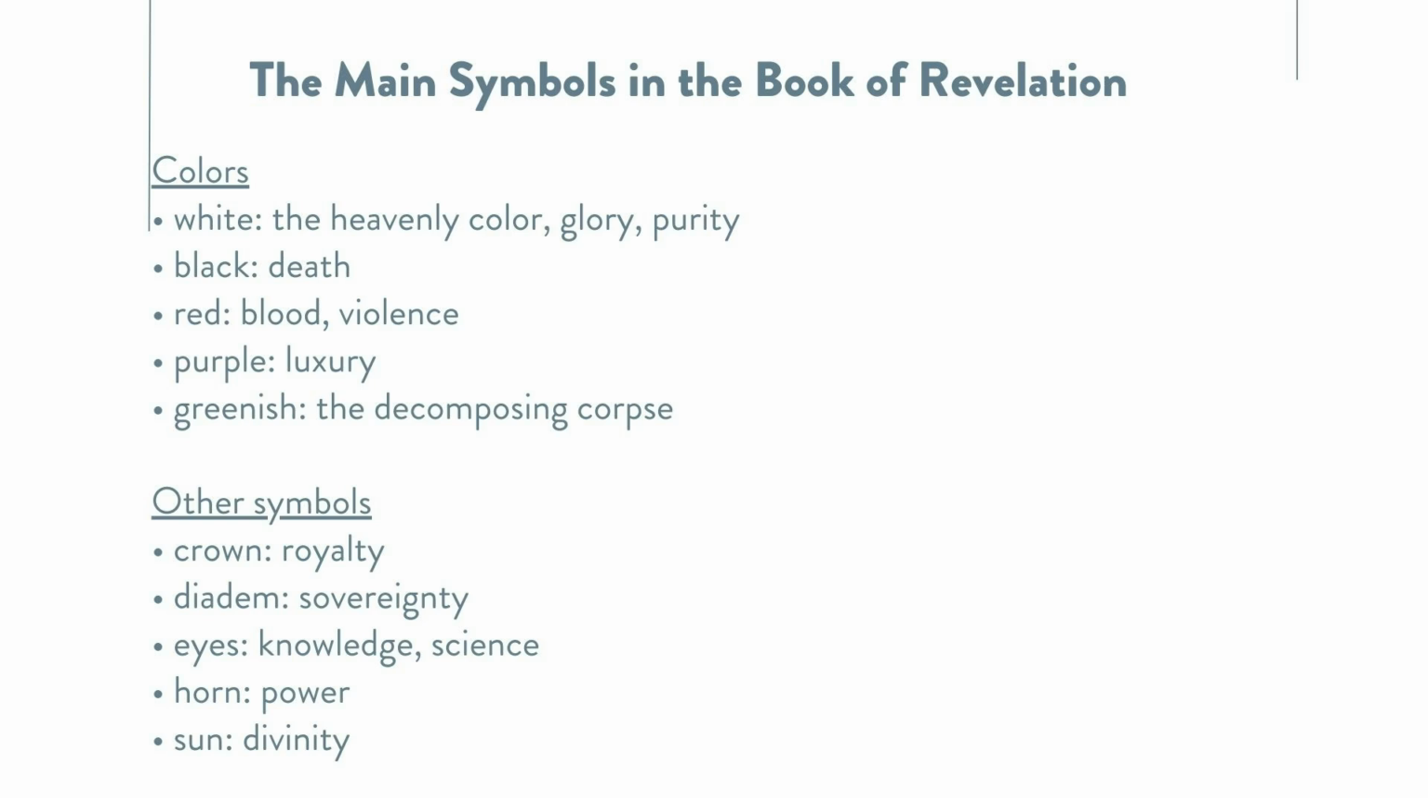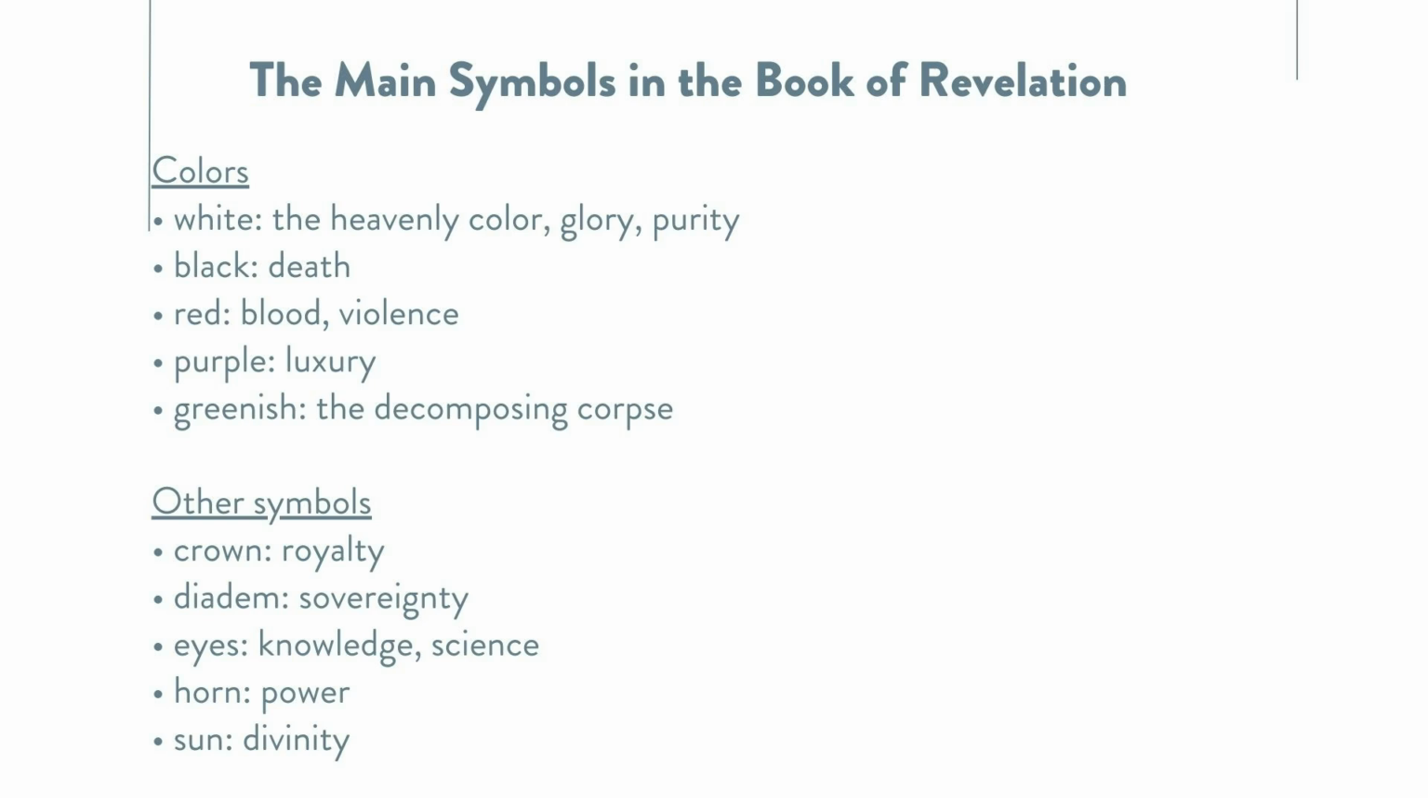The greenish color appears in the description of the fourth horseman in chapter 6. It is the color of a corpse that is beginning to decompose. There are also animal symbols in the book of Revelation, which we will look at in detail when we come across them. We have the lamb, the lion, the eagle, the bull, the dragon or serpent, the bear, the panther, the horse.